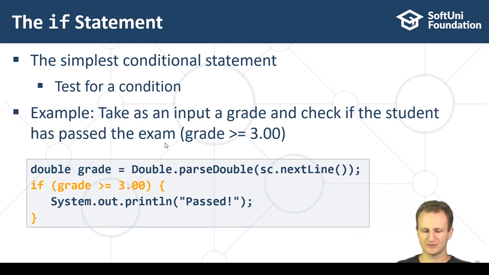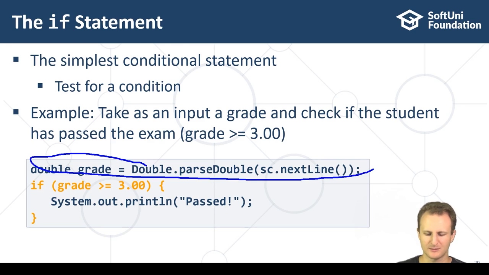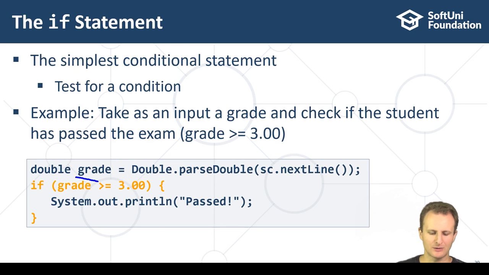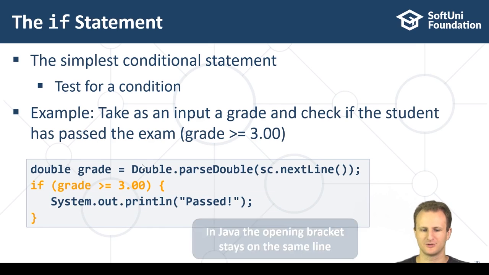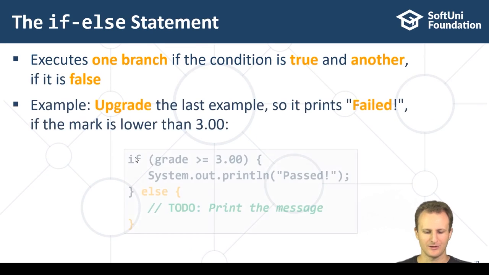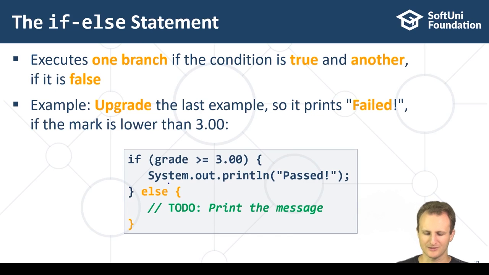So here's another example. We're reading something from the console and we're checking whether it's larger than a certain number. And if it is, then we print something out. Otherwise, if we want to do something else, we can use an else condition. If we want to react to the statement not being true, this check not being true, we add an else statement. In some cases, we want an else statement. In other cases, we don't.